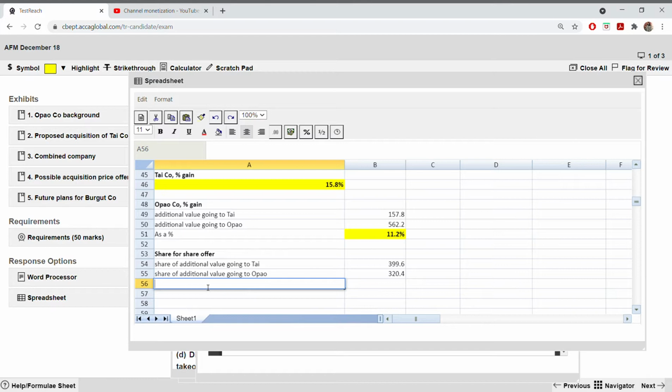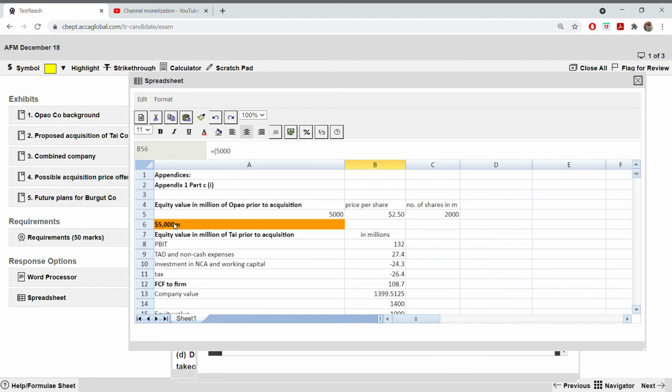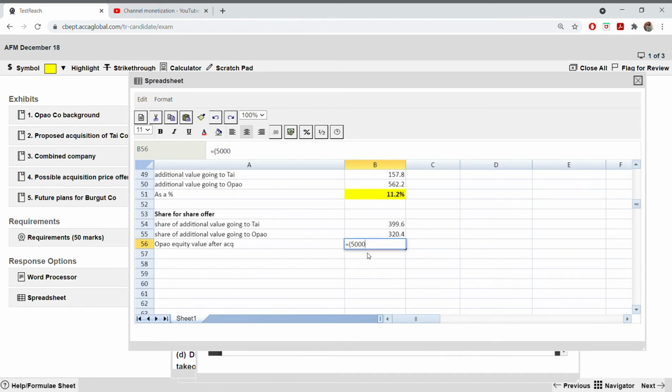Directly we could do it, but in share for share, remember when we took the shares in the beginning for Oppo, it was 2.5 into 2000, which is 5000. But now it will not remain as 5000. It will change because we are taking some of the Thai company shares also, and giving shares to Thai company. So what should we do? Find the Oppo company's equity value after acquisition. I'm just writing ACQ. If you read this much also, it's enough. It will be equal to 5000 before the acquisition. If you see here in appendix 1, it is 5000 before acquisition, plus the value with acquisition.